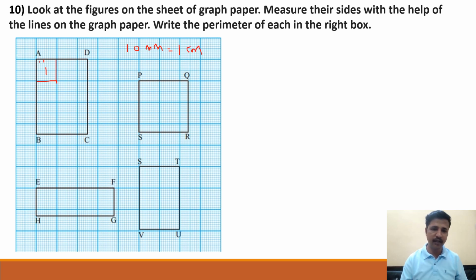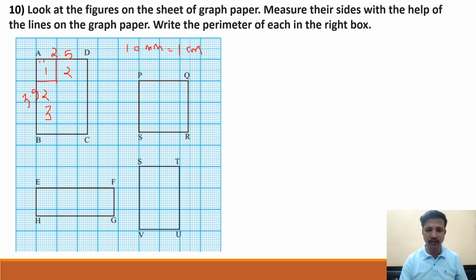आता बघा, लेंथ पहिला काउंट करू. 1 सेंटीमीटर. This is another box. This is 2 centimeter. This is 3, and this is 1 2 3 4 5. Okay, so 0.5. Therefore length is 3.5, and width is 1 2, and this is 1 2 3 4 5. It is 0.5, so width is 2.5.